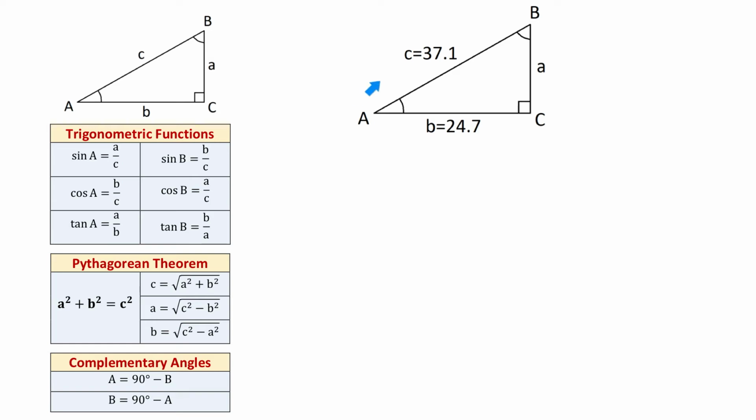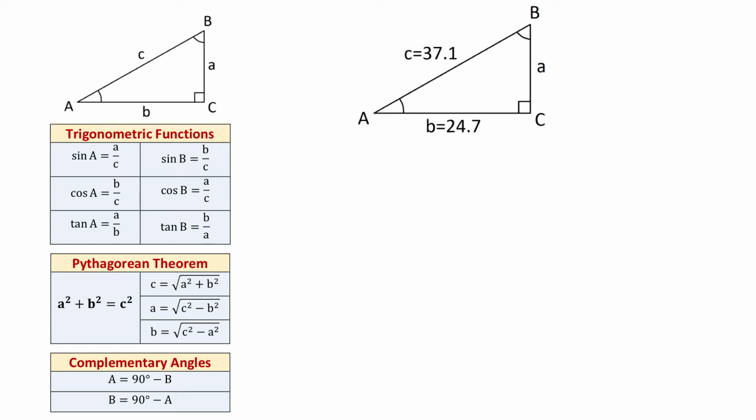Here we are given the hypotenuse of 37.1 units and side B of 24.7 units. We need to find side A, angle A, and angle B. There are a few ways we can start this problem. For example, if we know the hypotenuse C and side B, we can find side A by using the Pythagorean Theorem. That is, A equals square root of C squared minus B squared.